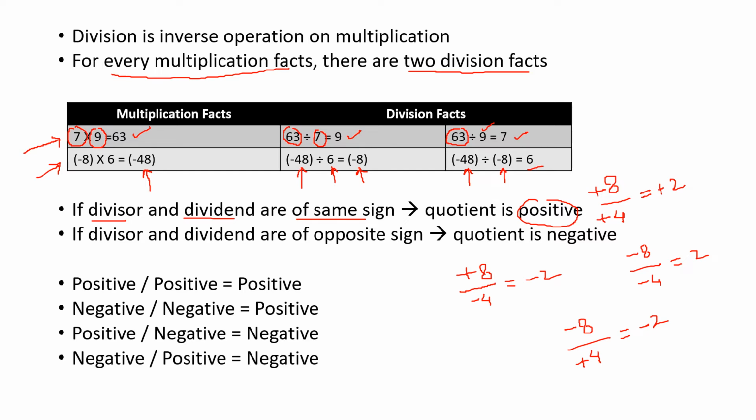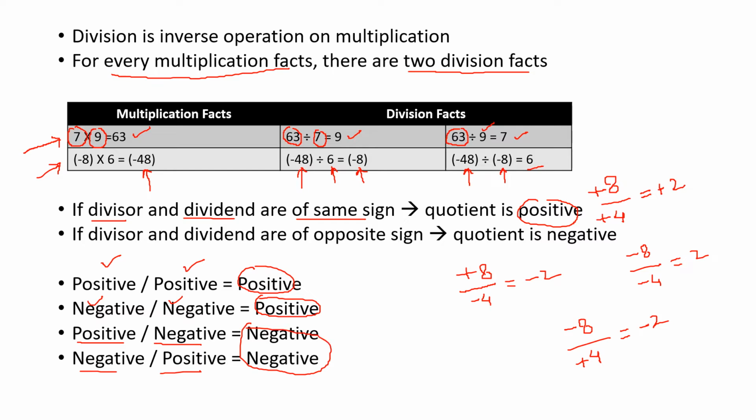See, if I divide a positive integer by a positive integer, the result will be positive. If I divide a negative integer by a negative integer, then also the result is positive. But if you divide opposite signs, like a positive integer by a negative integer or a negative integer by a positive integer, since their signs are opposite, the result will be negative in these two cases, right?